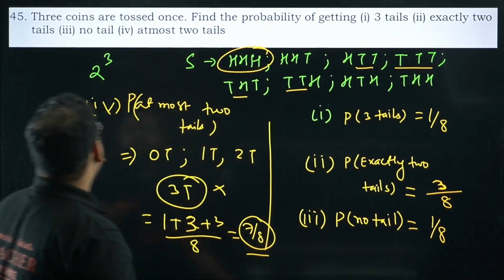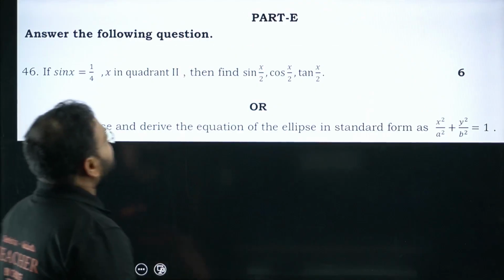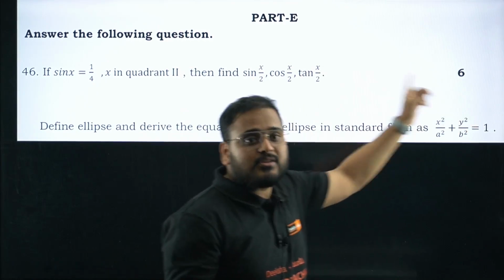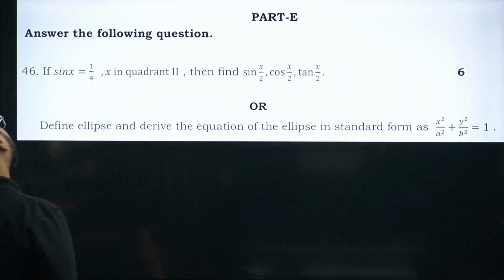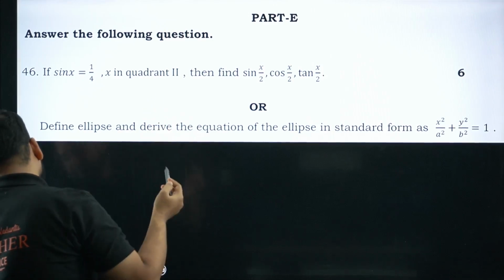So let's move on to the last section, section E, where we have 6 marker and 4 marker questions. Let's solve question 46 now. It will have an internal option. Please check. Part E, 6 marker question. 2 options are there, and we'll solve both of them. Sin x is given as 1 by 4. X is given in the second quadrant.